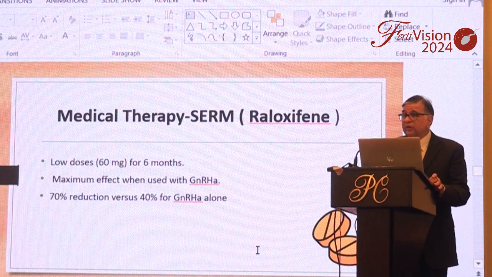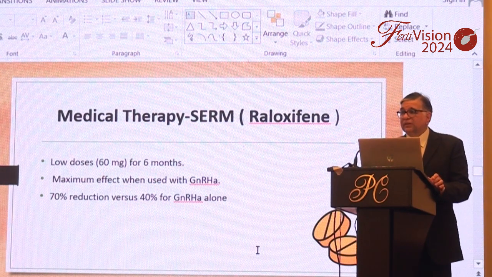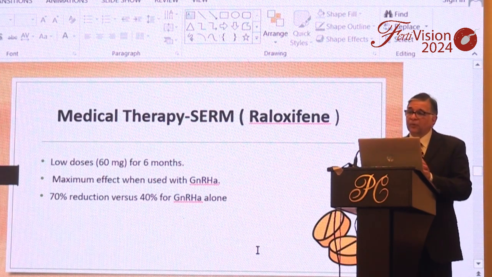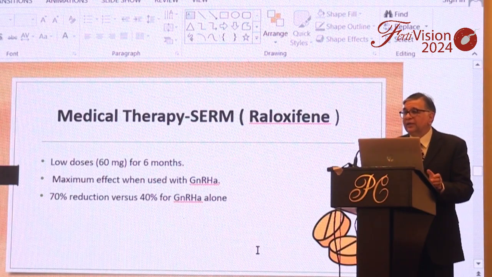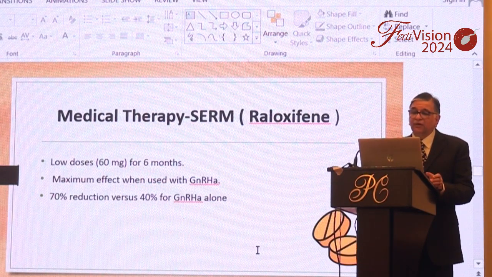you. You can use the raloxifene, which is an estrogen receptor modulator, and this can be used with GnRH analogs or alone to reduce the fibroid size and vascularity.